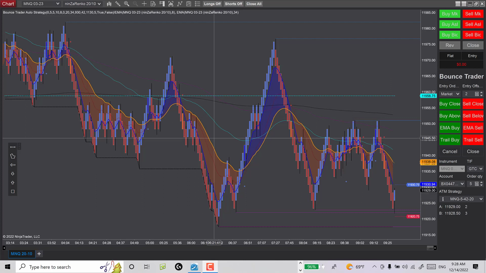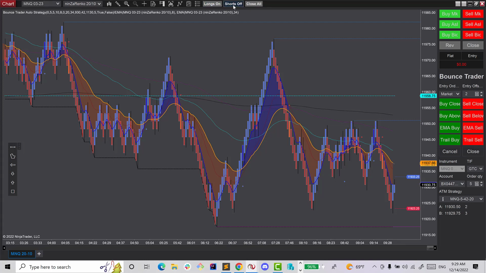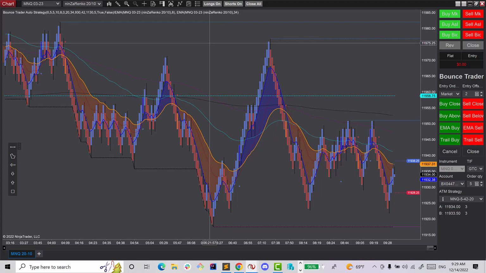I'll have it on this morning, and our goal is to have about 3 to 5 profitable trades. We're trading NQ, it's NinjaTrader 2010. We're looking for a bounce from this gold line, and so the market is about to open. I'm gonna turn on longs on and shorts on.